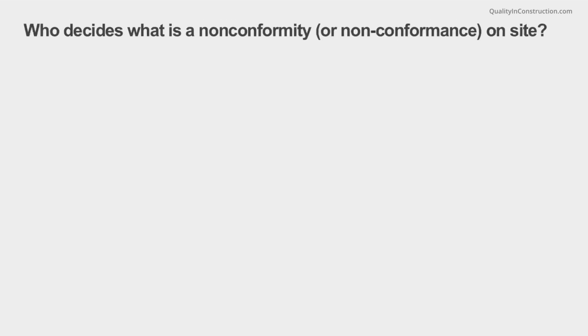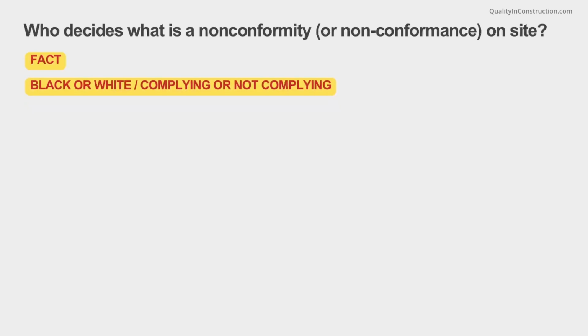Who decides what is a non-conformity or a non-conformance on a construction site? An NCR, or just a non-conformity, shouldn't be a decision of one person or entity. It has to be a fact with no debate at all. There is no grey area here. It's simply a black or white situation, as long as the requirement is clear. If everything in terms of design, requirements and specs are crystal clear since day one of a project, then there shouldn't be any discussion at all.